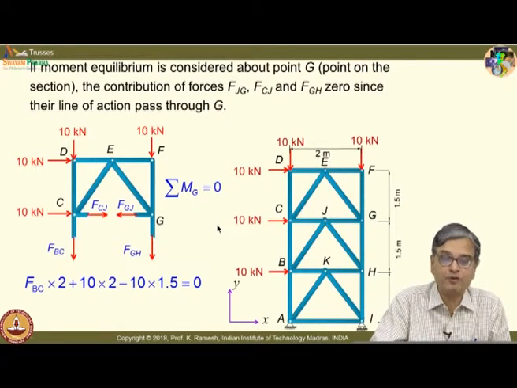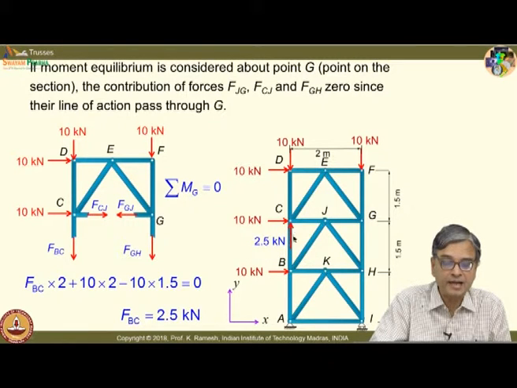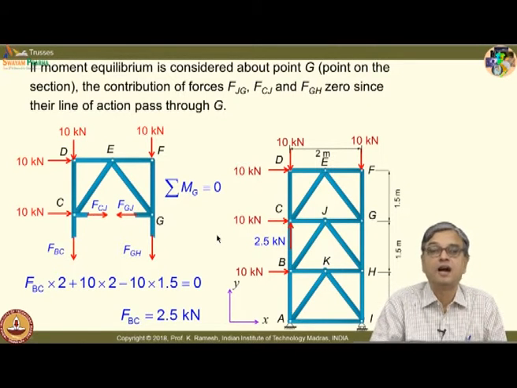So, we have been able to find out the force FBC, and I get this as minus 2.5 kilonewtons. So, I indicated on the diagram, and we will also reverse it and then put the sign, and this indicates that the member BC is under compression. Then we have to find out the member forces BJ and BK. How do we go about it?